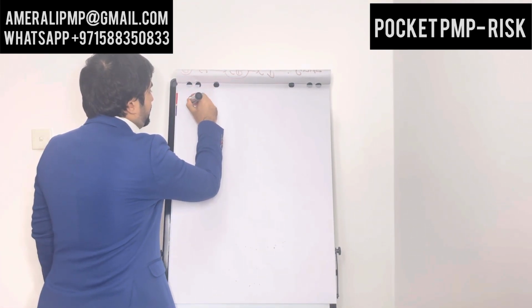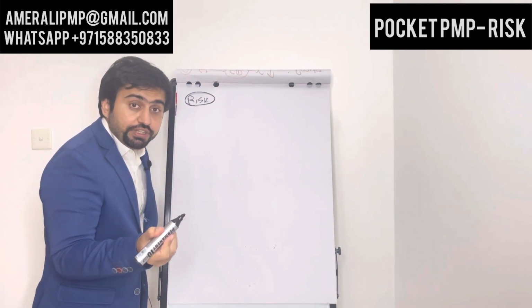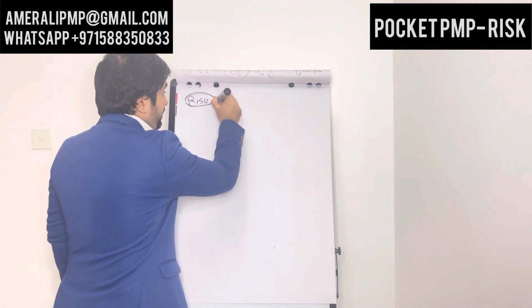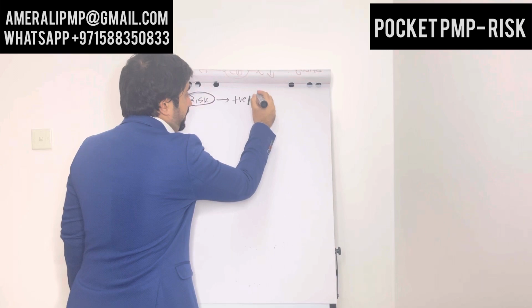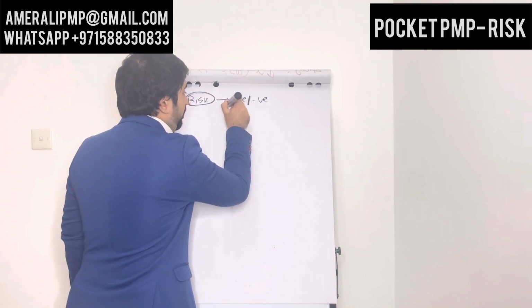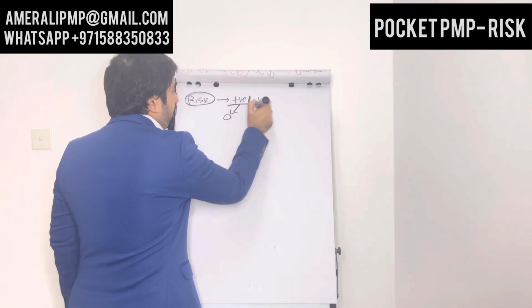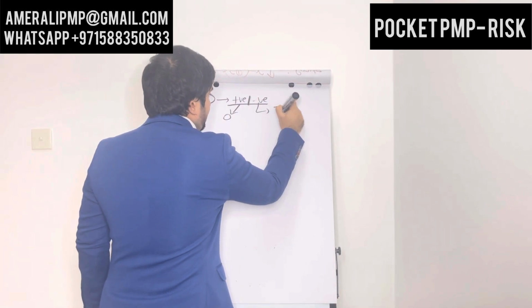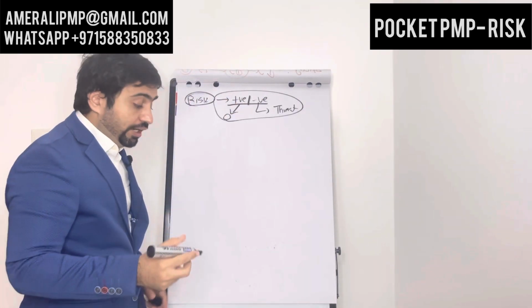Risk is an uncertain event that can have a positive or a negative effect. It can be positive or it can be negative. It all depends on the type of risk. Positive risks are called opportunities. Negative risks are called threats. So these are the two types of risk.